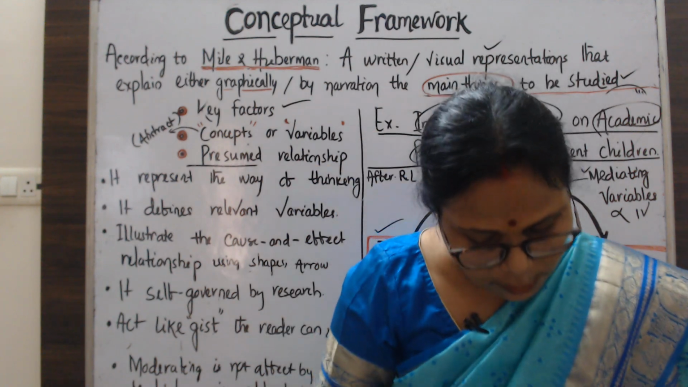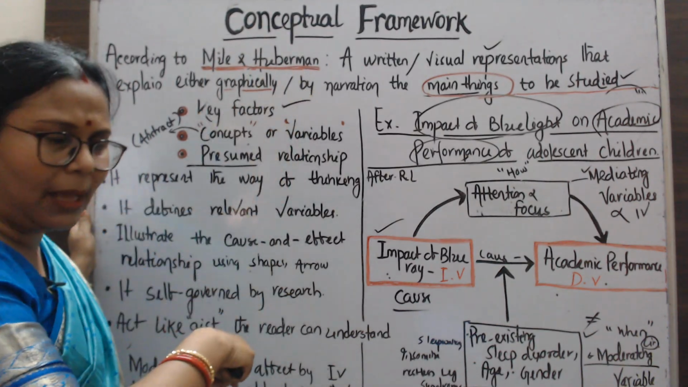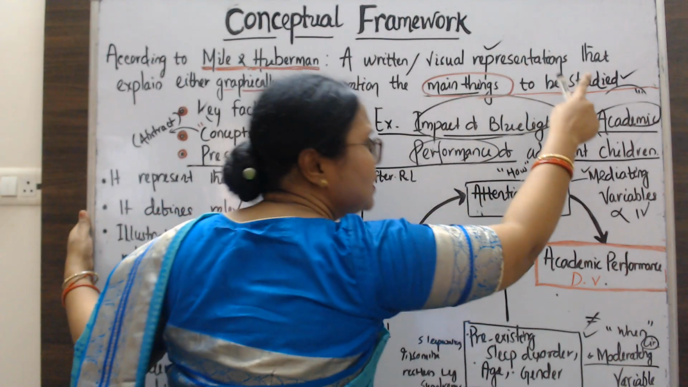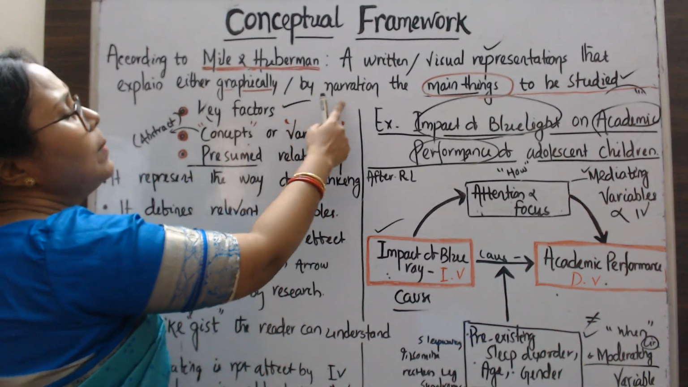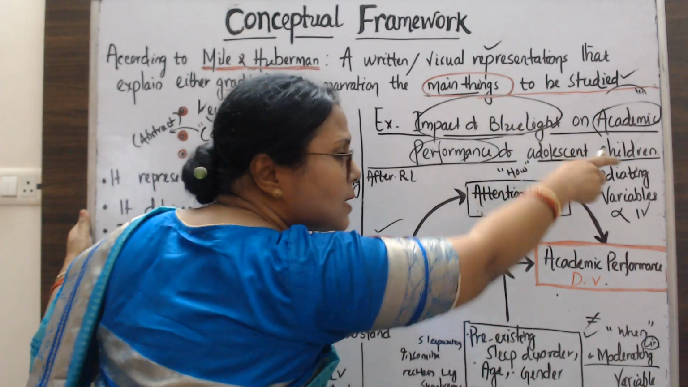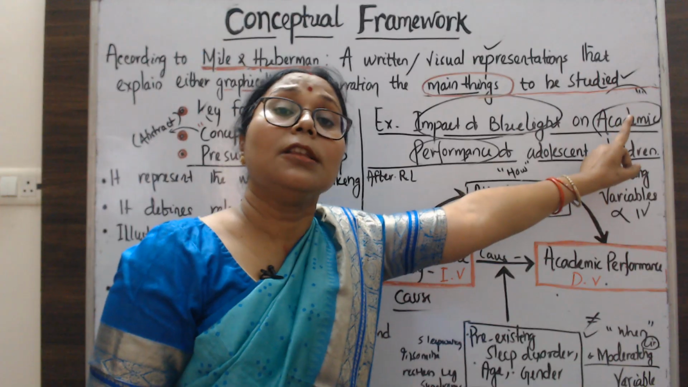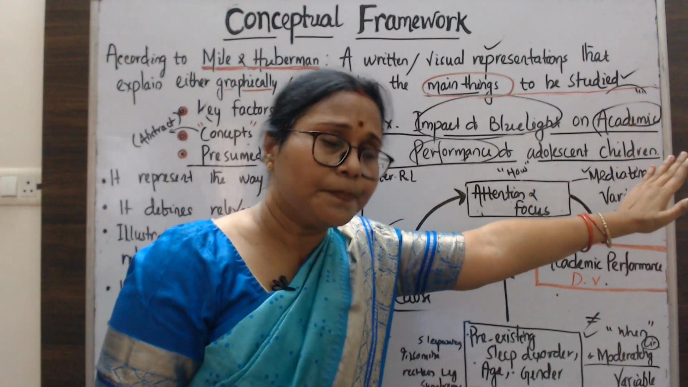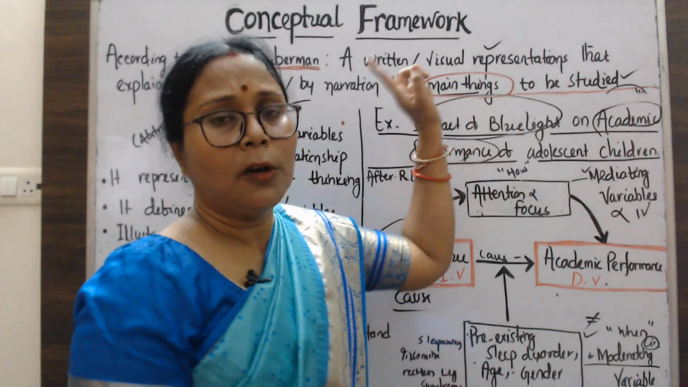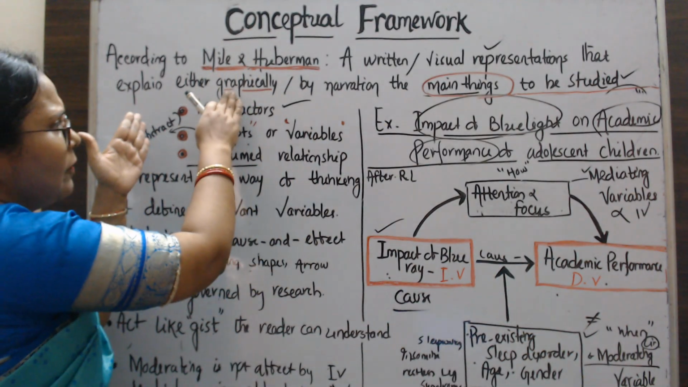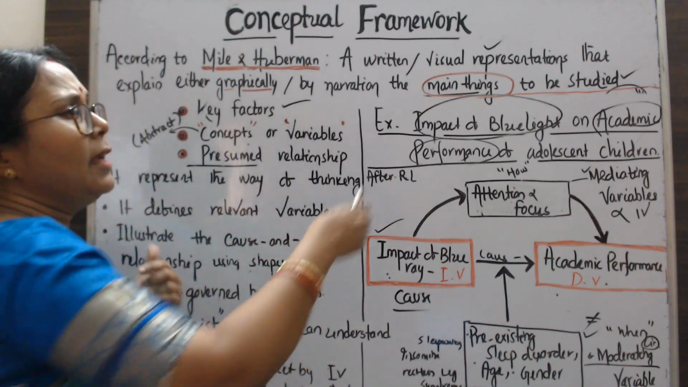If you go to the definition of conceptual framework, Miles and Huberman describe it as a written and visual representation that explains, graphically or by narration, the main things to be studied. What you will study comes from the literature review. You collect the main points and want to represent them graphically or by narration, and that is called the conceptual framework. And what are the main things?